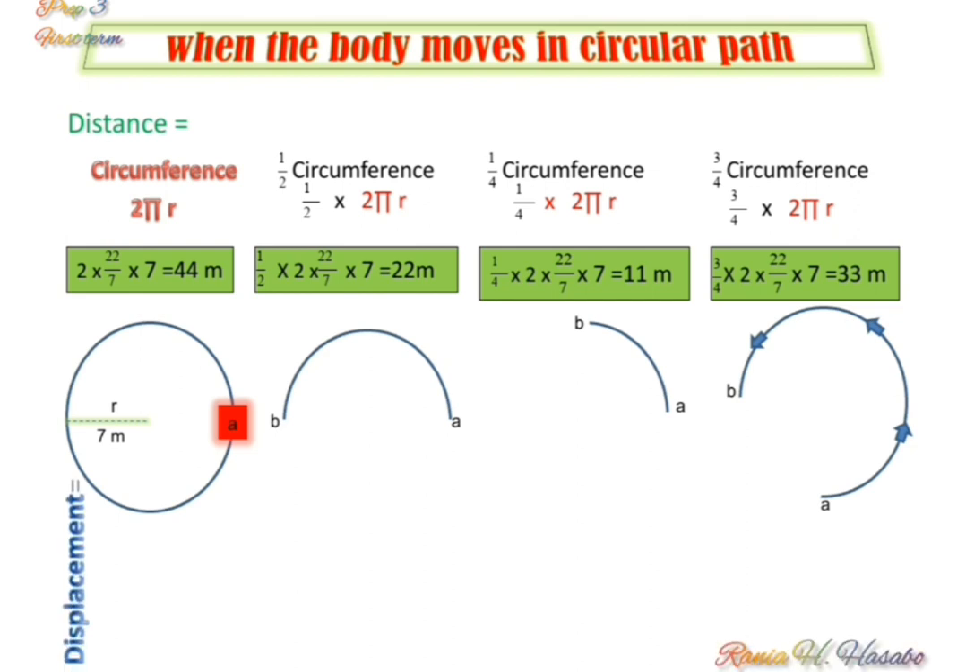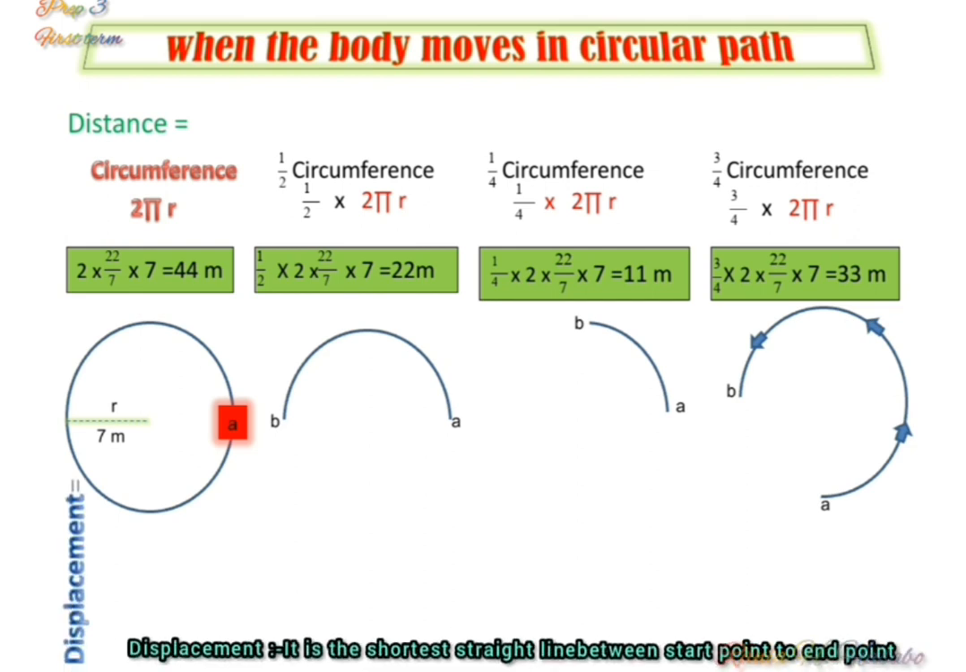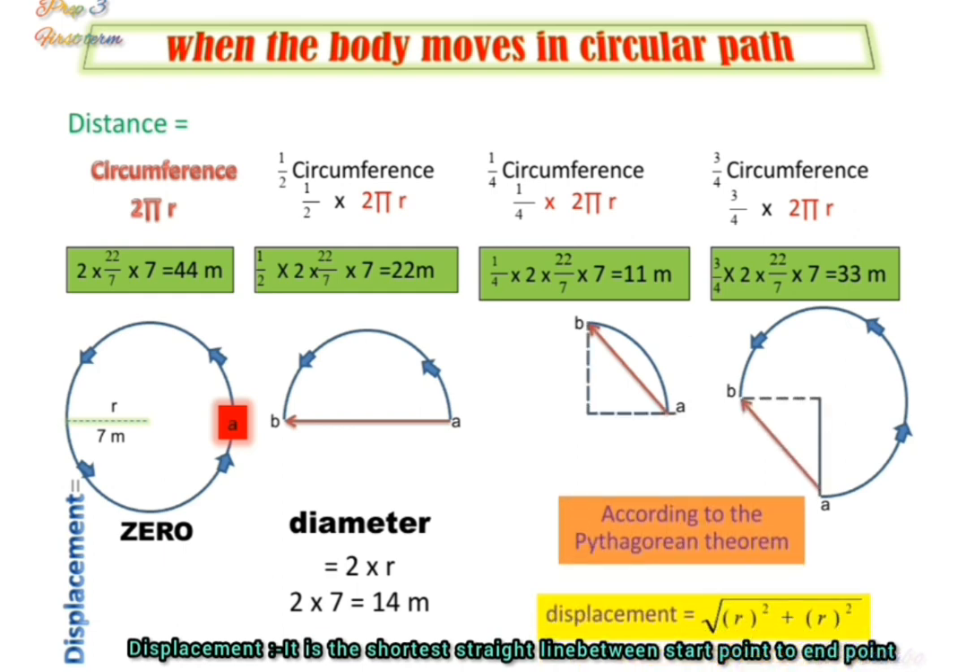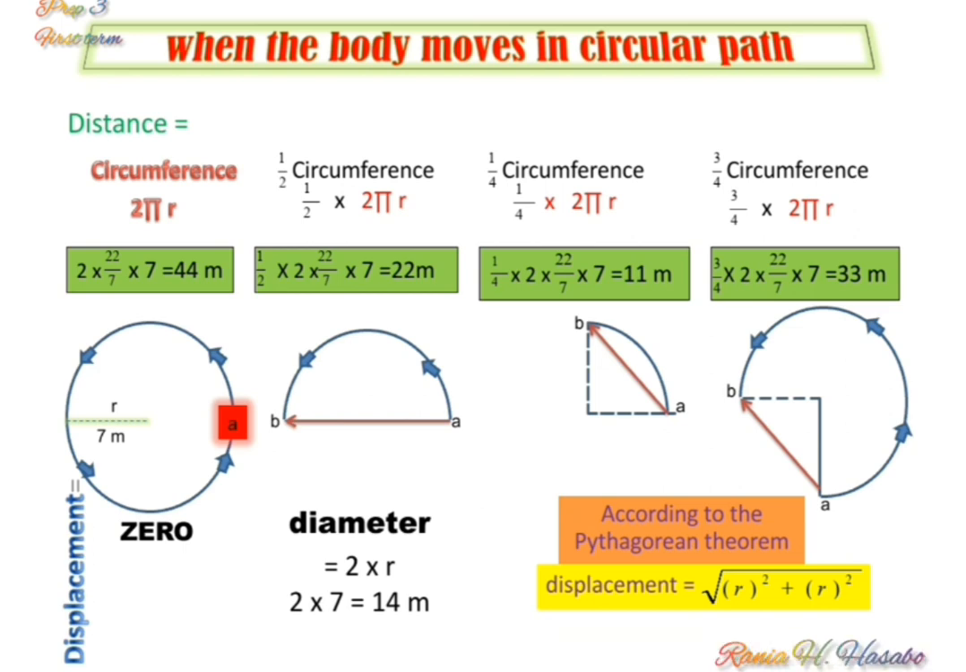If the body moves in a complete circle, its displacement is the shortest straight line between the start point and the end point. So if the body moves in a complete circle, its displacement equals 0, as the start point is the end point. When it moves in a half circle, the displacement is the length of AB, so it equals the diameter, which equals 2 multiplied by r, in the direction AB eastward. While in a quarter circle and a 3/4 circle, according to the Pythagorean theorem, the displacement equals the square root of r squared plus r squared.